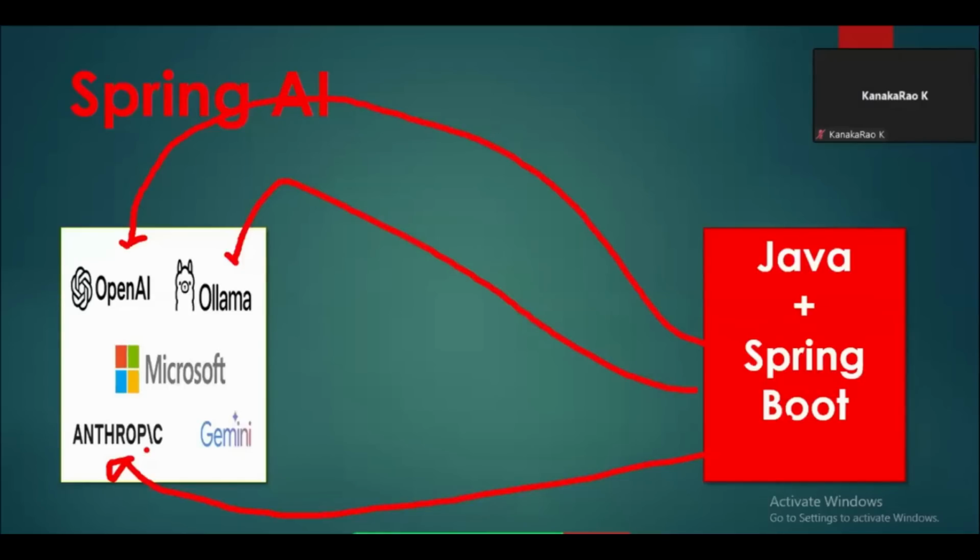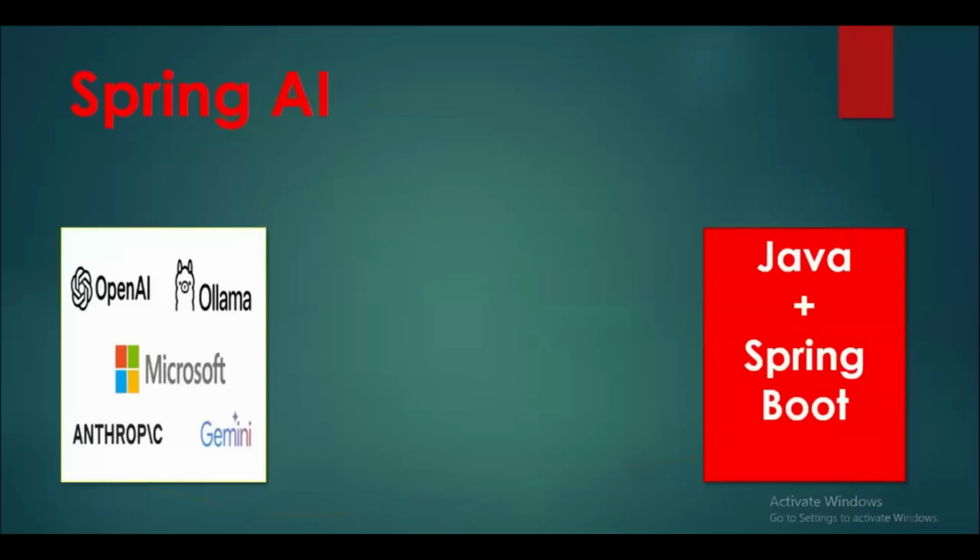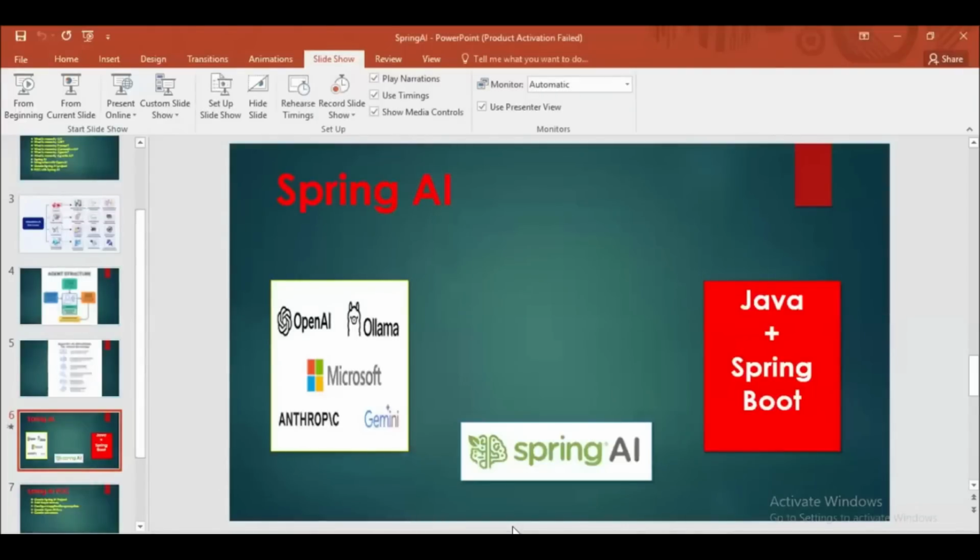I am going to use that library in my Java application. I want to enable the AI functionality in my project. Ollama things you are going to use. Anthropic kind of things you are going to use. Such kind of things you are going to use. Okay, so let's go back to the browser.